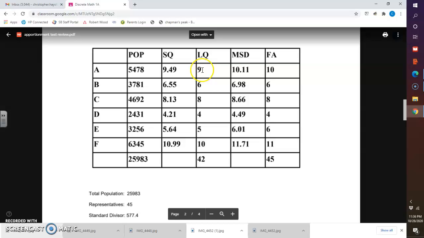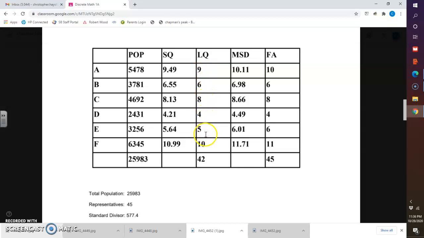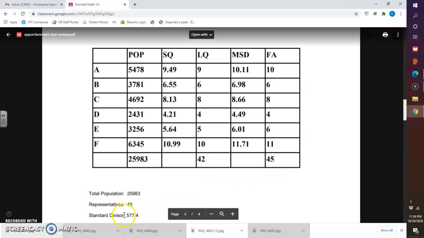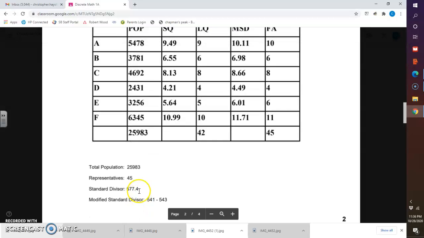And then I take my lower quota, 9, 6, 8, 4, 5, 10. Add it up and I get 42, which means I have 3 more reps to give away. Now, how do I give those 3 reps away? They go to whatever reps I can get to get a new lower quota that equals 45. So essentially my lower quota right now is 42. I need to get a lower quota that equals 45. And I do that by reducing the standard divisor.